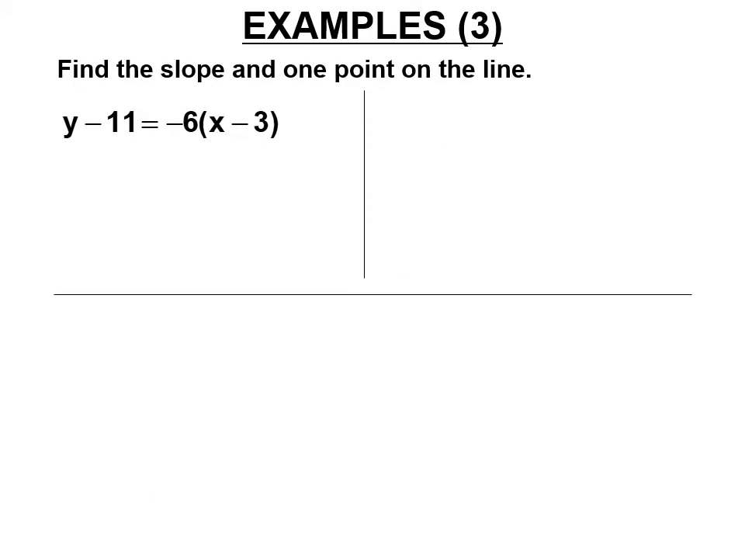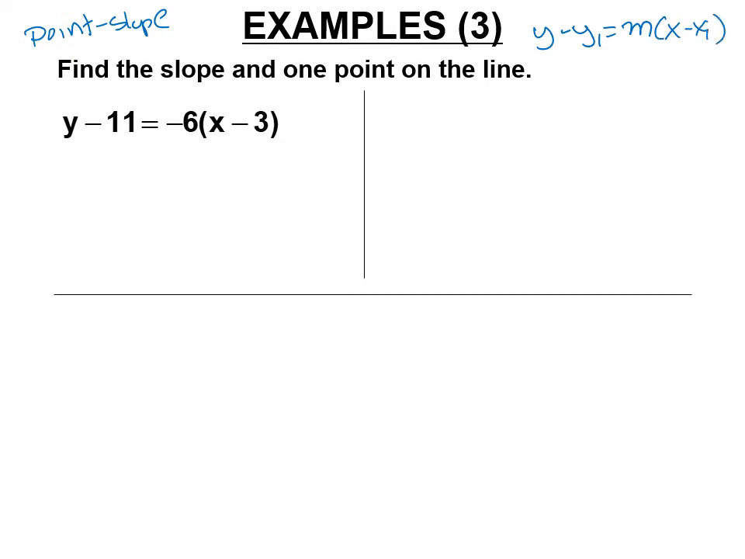All right, so we're going to work backwards here. All right, so that's in what? That's in point-slope form, right? And you have to be able to look at that. How do we know it's in point-slope form? Because it's y minus y sub 1 equals m times x minus x sub 1, right?